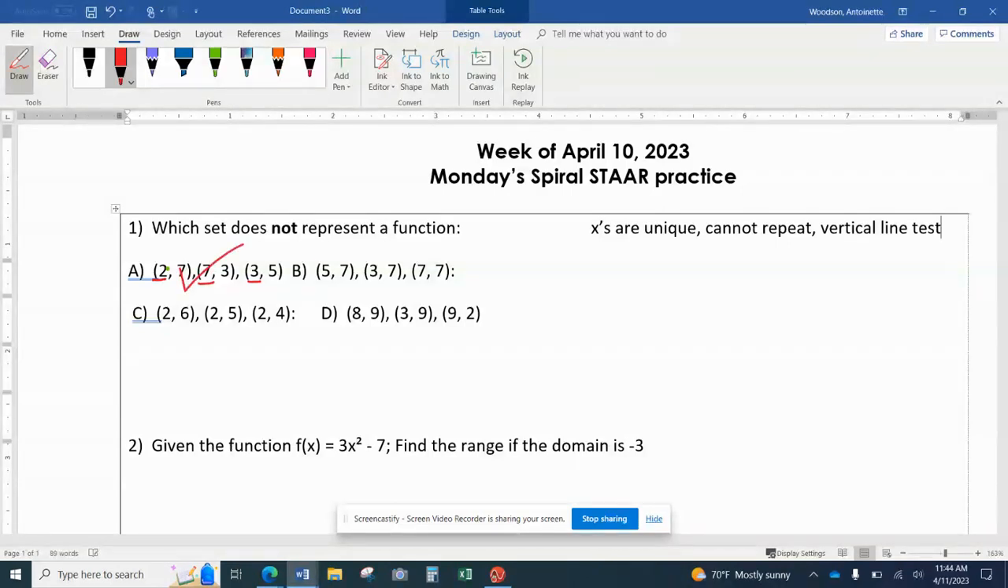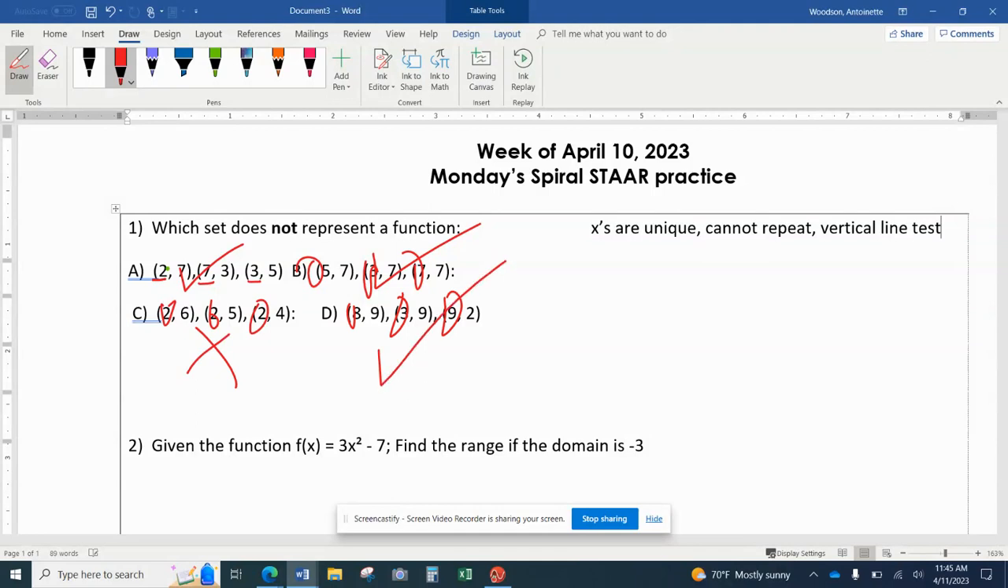Okay, this one is 5, 3, and 7. Those are all different. So yes, it's a function. Answer choice C has 2, 2, and 2 for the x values. So this one's not a function. D has 8, 3, and 9. So that is a function.